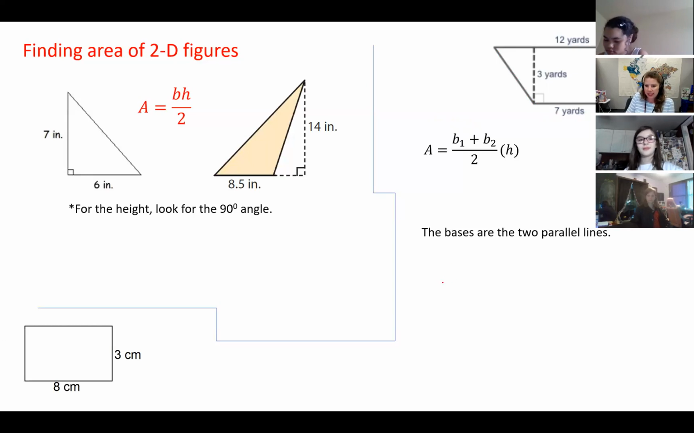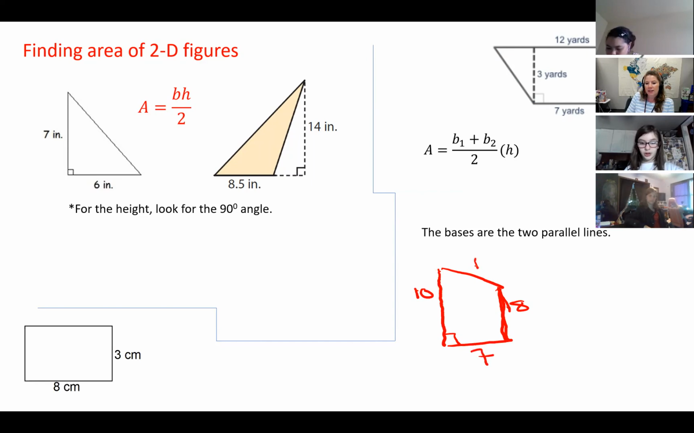All right, let's pretend I can draw a straight line. All right, so pretend this is my trapezoid, right? Here's my 90-degree angle. These lines are supposed to be parallel. All right, so let's say my dimensions are, I want you to find, we have 11, 10, 8, and 7. I want you to find the area of this trapezoid.